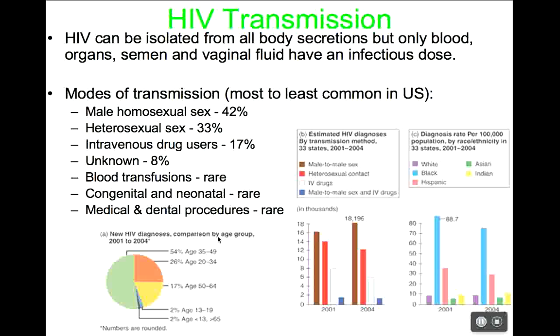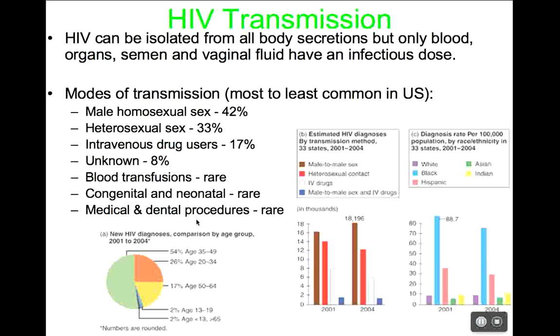Modes of transmission here, this is statistics for the United States. Most to least common. Male homosexual sex is still the most common transmission route for HIV transmission. 42% of cases are transmitted that way. Heterosexual sex, 33%. IV drug users, 17%. Blood transfusions, transfer from mother to developing fetus, medical and dental procedures, all that's rare.